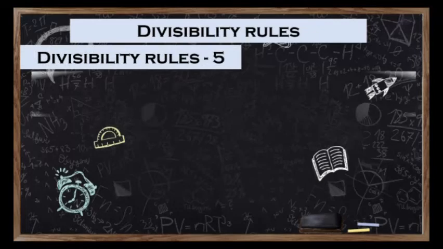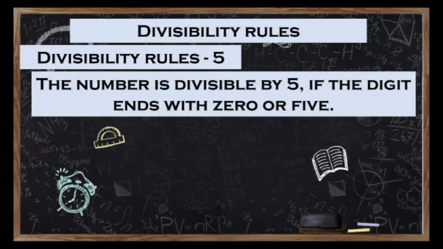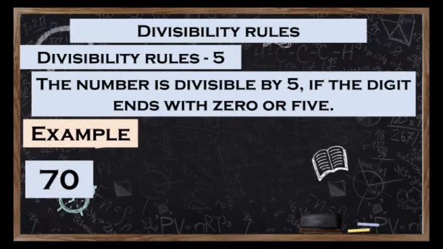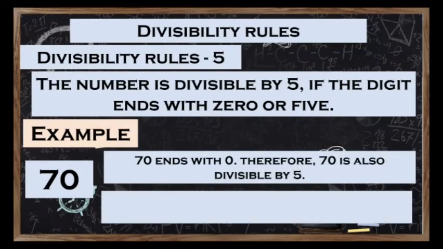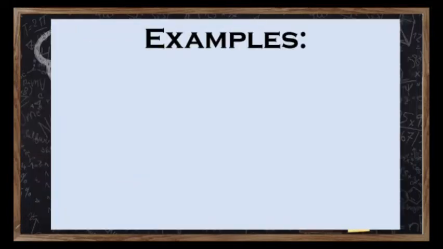Divisibility rules by 5. The number is divisible by 5 if the digit ends with 0 or 5. Example, 70. 70 ends with 0, therefore 70 is also divisible by 5. Let us keep count by 5. 5, 10, 15, 20, 25, 30, 35, 40, 45, 50, 55, 60, 65, and 70. So therefore, 70 is also divisible by 5.